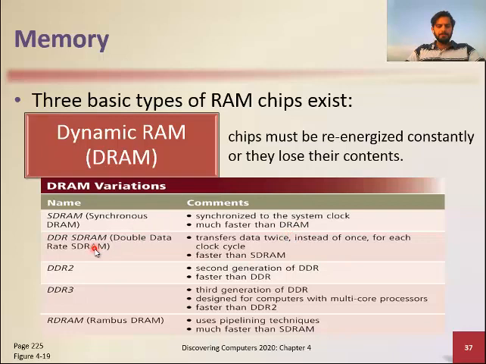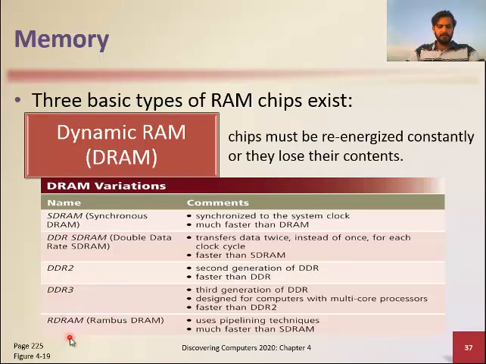The second variation in a dynamic RAM is a double data rate SDRAM. Its transfer rate is double compared to the DRAM, and it's also synchronized with respect to the clock speed. Then you have DDR2, a second generation DDR, which is faster than DDR1, and then DDR3 is available. It's a third generation DDR, and nowadays most systems work at the DDR3 level.